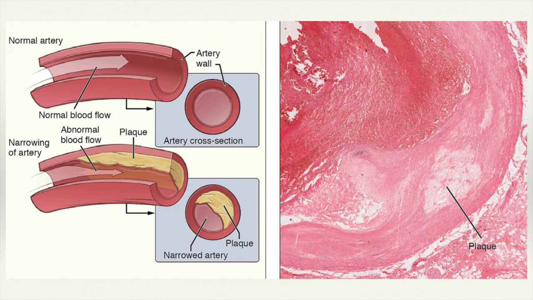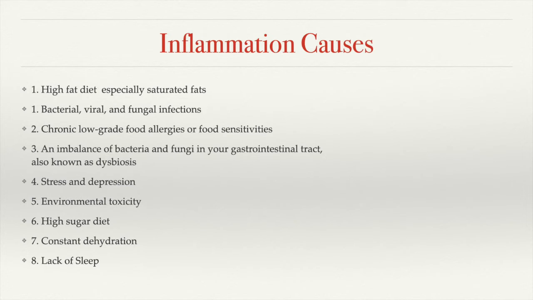Here is a picture of an atherosclerotic plaque. We see the problem with the atherosclerotic plaque is it's plugging the arteries, and it can rupture and completely plug the artery. Causes of inflammation: a high-fat diet, especially saturated fats; bacterial, viral, or fungal infections; chronic low-grade food allergies or food sensitivities; an imbalance in the bacteria and fungus in your gastrointestinal tract known as dysbiosis; stress and depression; environmental toxicity; a high-sugar diet; constant dehydration; lack of sleep.